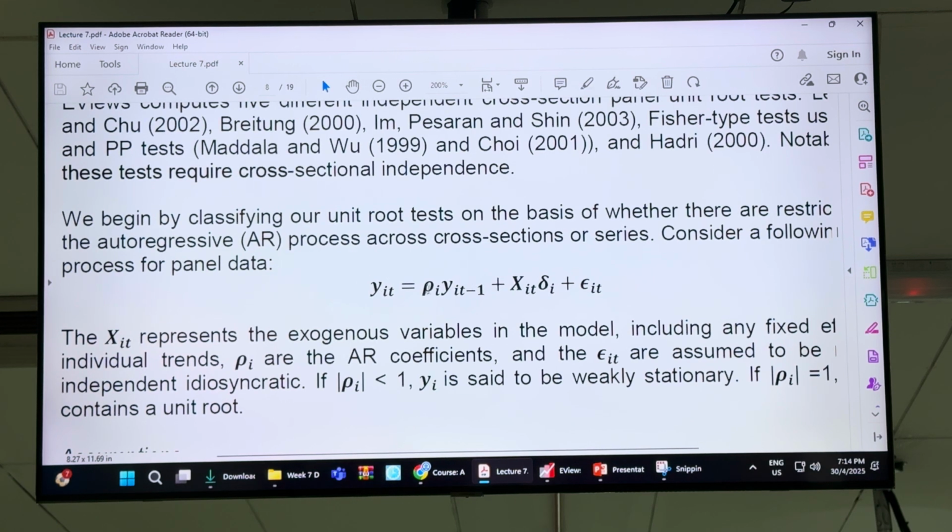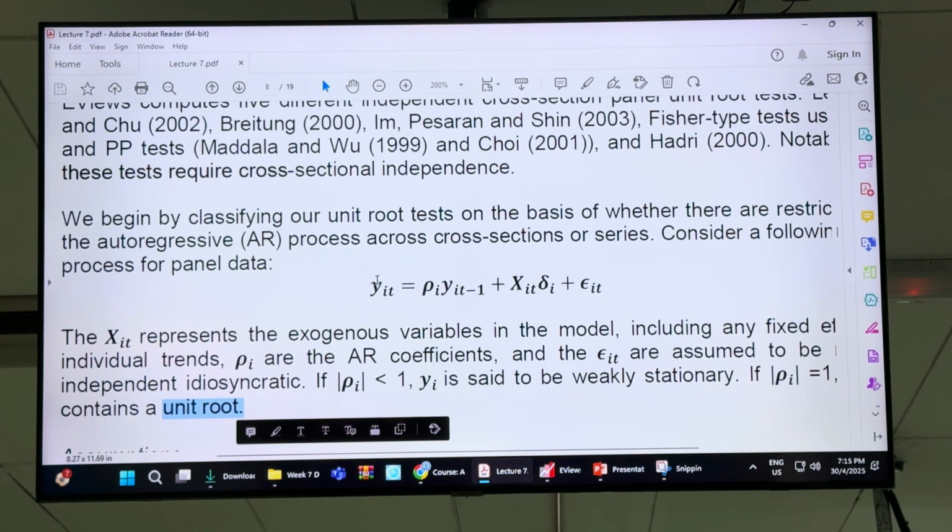The right-hand side has an AR term, so Y IT minus 1 is the lag of my dependent variable, and then the others are exogenous variables, for example intercept or trend. So how to test? If your current Y depends exactly on your previous Y, meaning the coefficient is 1, then we say it's a unit root.